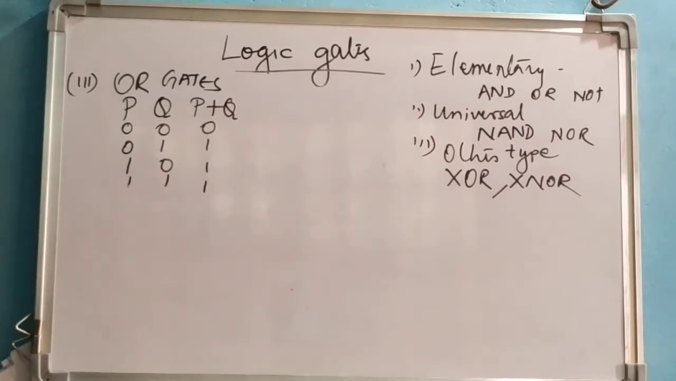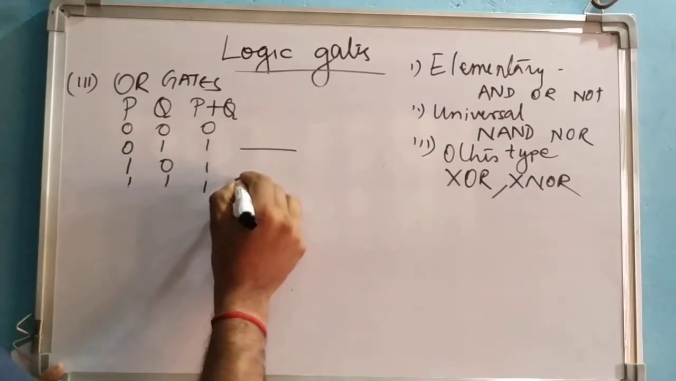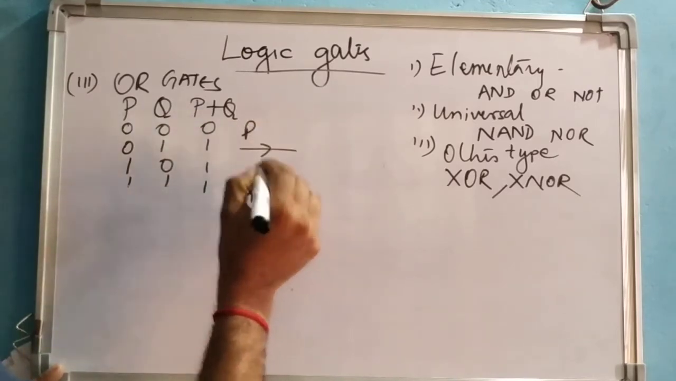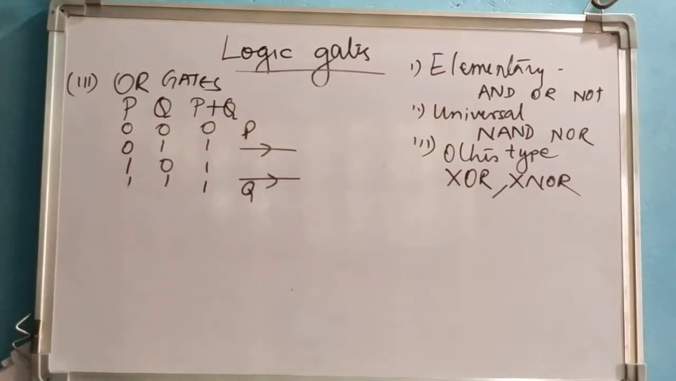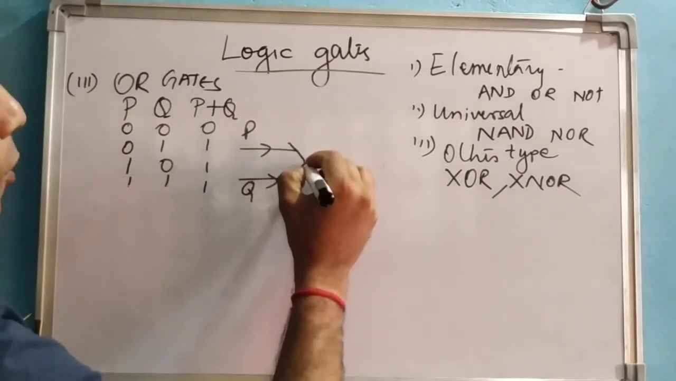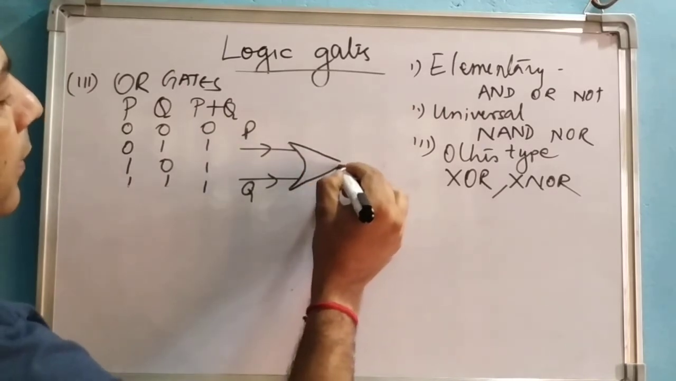Now how to represent the truth table? It's similar: two inputs are there, P and Q. P and Q are the input, but there is a little difference between the OR gate and the AND gate: it's this curved one. This one is the curved one, so like this.